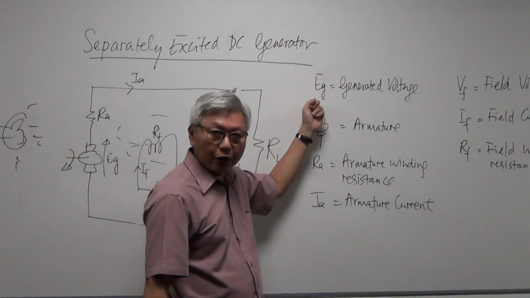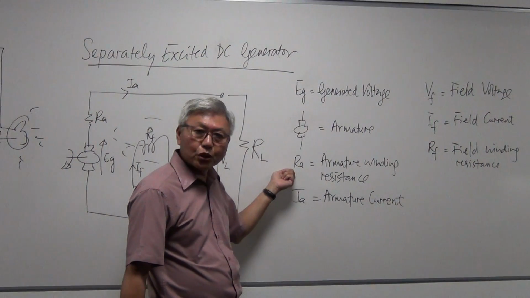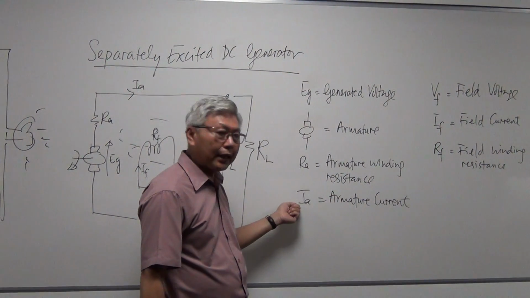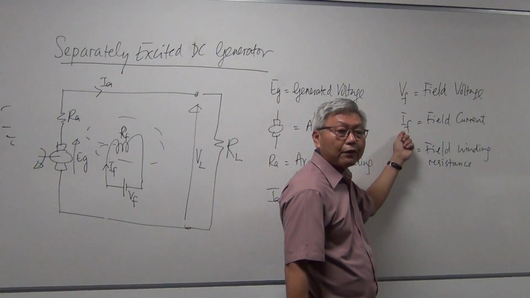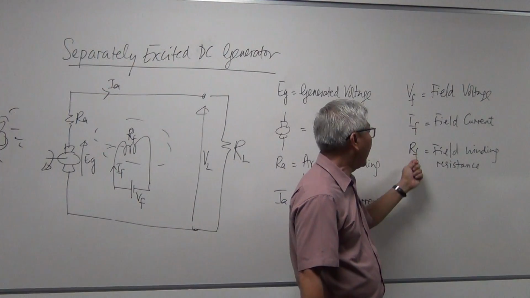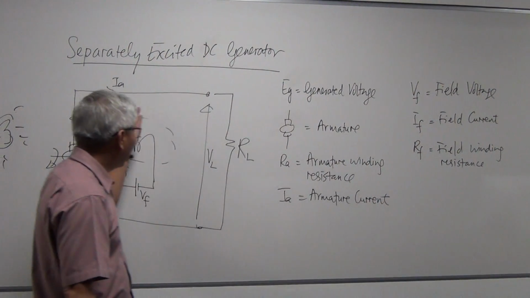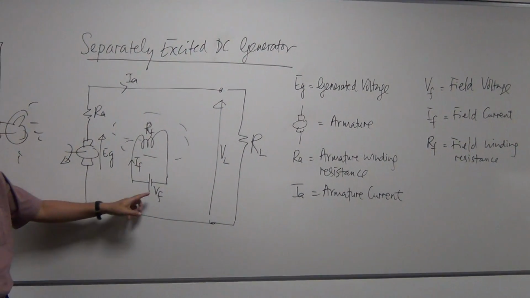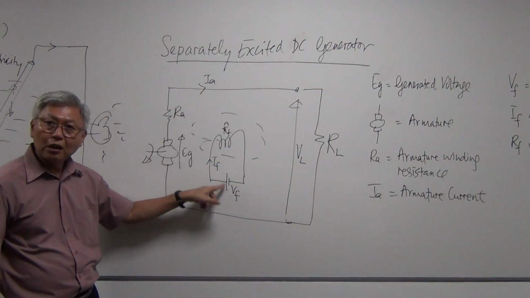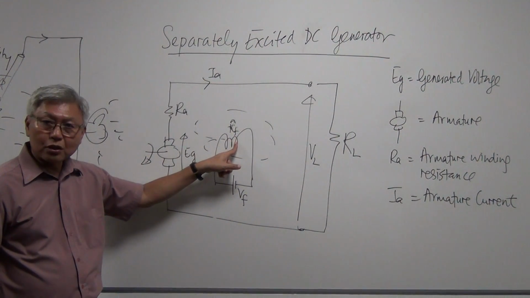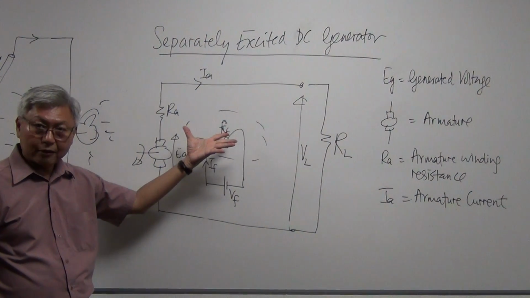EG is generated voltage. This structure is called the armature. RA is armature winding resistance. And IA is armature current. VF is field voltage. IF is field current. And RF is field winding resistance. Can you identify them in the circuit? Let's go through it again. This circuit represents the magnetic circuit: field voltage, field current, field winding resistance. The higher the VF, the higher the IF, therefore the stronger the magnet.